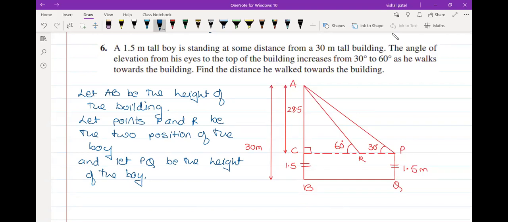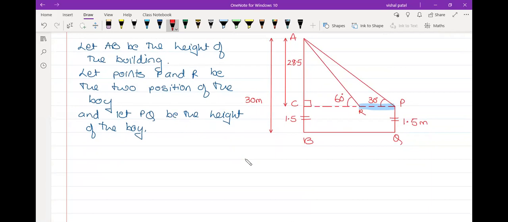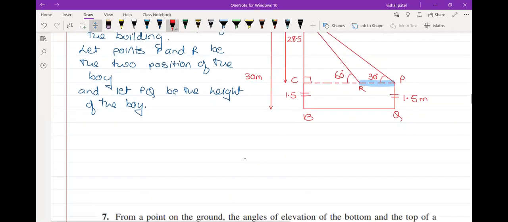Okay, now students, you're going to have many of these types of sums. Now I'll teach you a very easy method to solve this. First, read the question. What do you want? Find the distance traveled towards the building. What does that mean? See what I'm showing with the blue highlight. First he was at point P, after that he came to point R. So the question is how much distance he covered. That I have shown with a blue highlight. Okay. Now see, students. Let me take the screen down and I'll teach you the easiest method. Okay. Just wait.